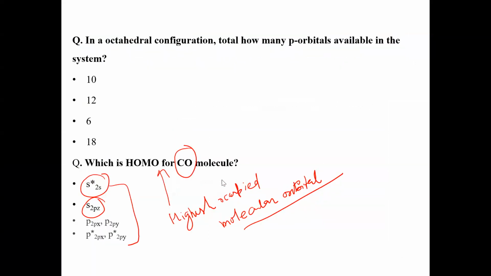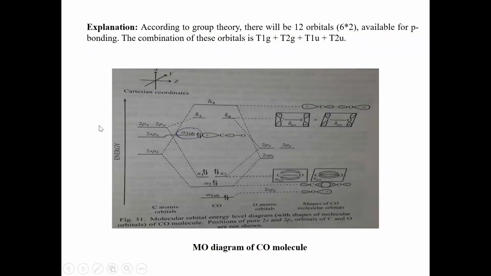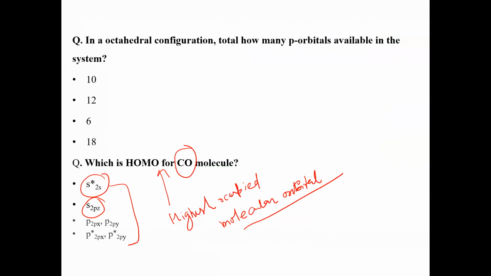According to group theory, the combination you are getting, as I have told you, is T1g plus T2g plus T1u plus T2u. If you add the d's and the ligand combinations, that is 3, 3, 3, and 3, that is 12 orbitals, with two orbitals' contribution from each of the six ligands, which are basically perpendicular to the p sigma. Okay, right? So 12 orbitals will be there.